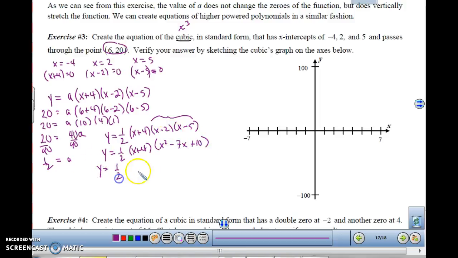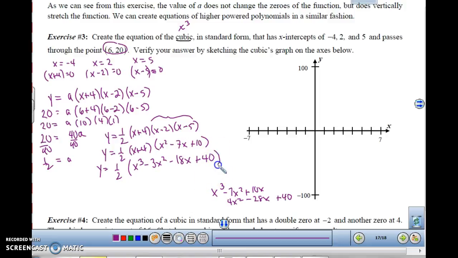Then I have to multiply this times this, so that's going to be a very large polynomial. Let me do it off to the side over here. So x times x squared is x cubed, x times minus 7x is minus 7x squared, x times 10 is 10x, and then I'm going to do the 4. 4 times x squared is 4x squared, lined up underneath the x squared. 4 times -7 is -28x, and then 4 times 10 is 40. So combine my terms. That gives me x cubed, minus 7 and 4 is minus 3x squared, 10 and -28 is minus 18x, and then plus 40.